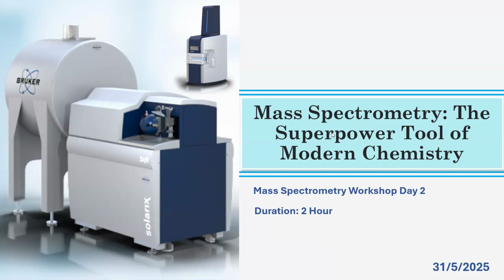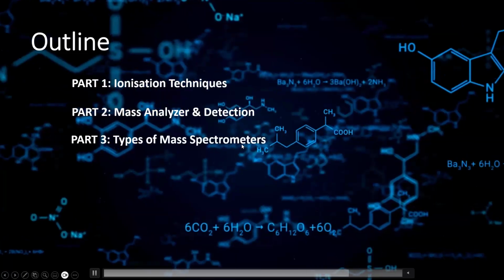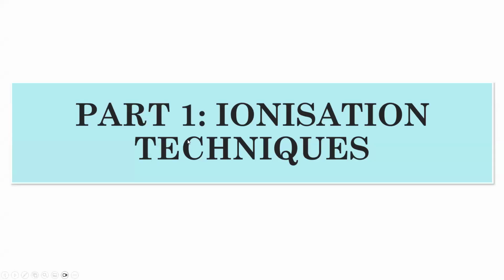Greetings to everyone. Today we have day two of the mass spectrometry workshop. Today mostly we will talk about ionization techniques, mass analyzers and detectors, and then a variety of different mass spectrometers. If you have a question, please write in the chat box. This is the outline of today. We will first talk about ionization techniques, then mass analyzers and detection, and then we will move to mass spectrometers.